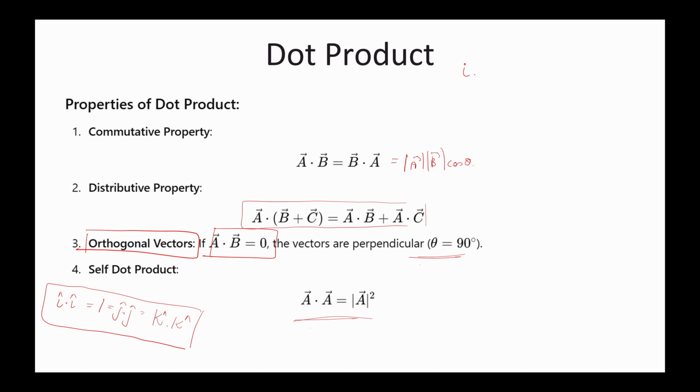That means if I do i cap dot j cap, these two are of course perpendicular to each other, so this would become 0. Similarly, if I do j cap dot k cap, these two are also perpendicular, so it would become 0. Similarly, if I do i cap dot k cap, or if I reverse it, k cap dot i cap, again this would be 0. So you must remember this formula as well. These two are very important.